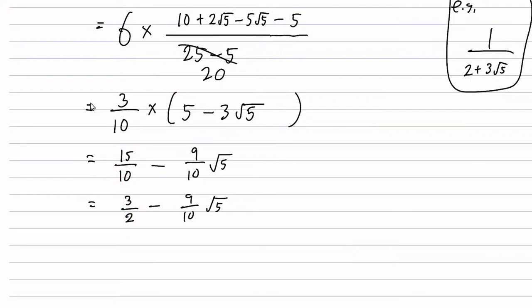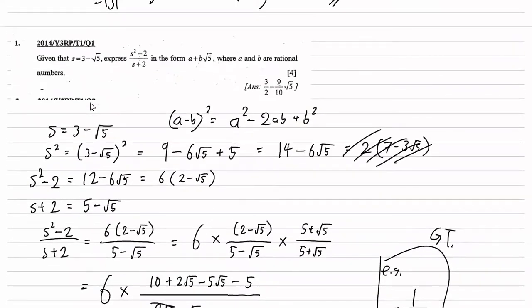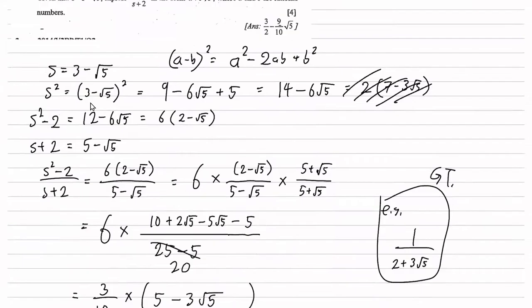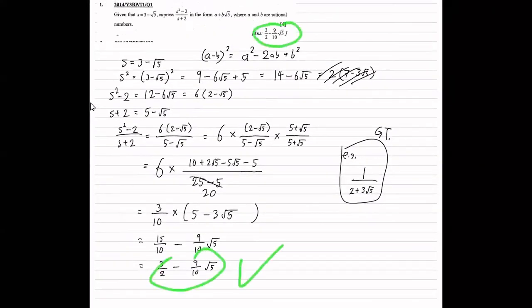Then what's your final answer? Read the question. They said, in the form of a plus b root 5, where a and b are rational numbers. Does it answer the question? Yeah, it's the same as the answer. So yes. Okay, now go through this example.